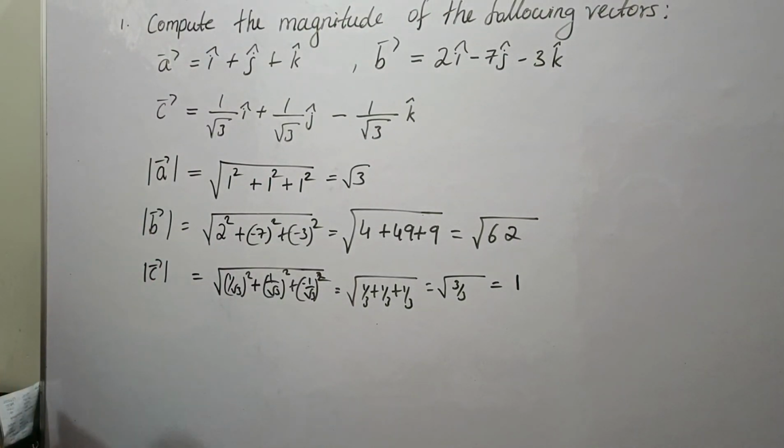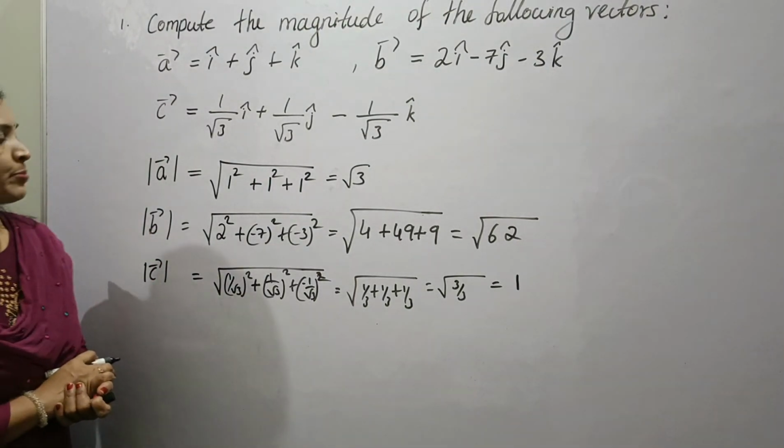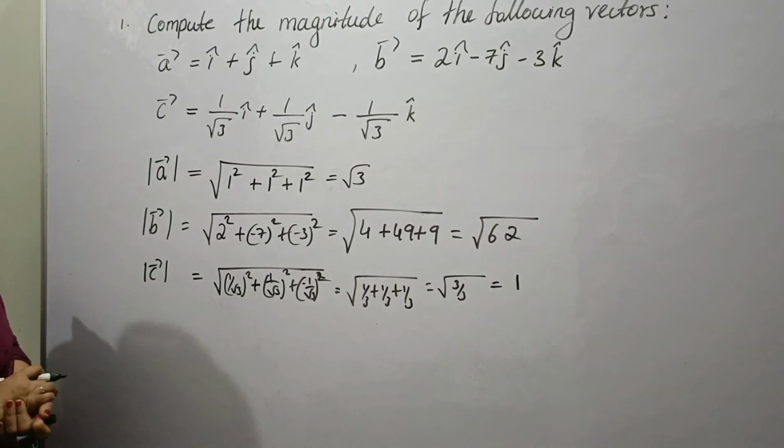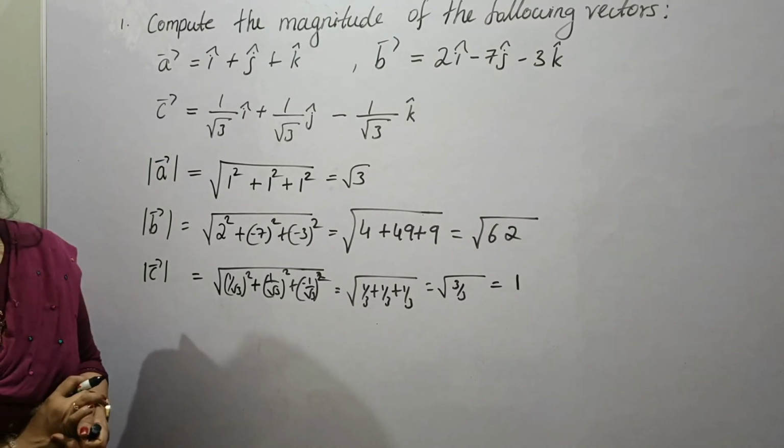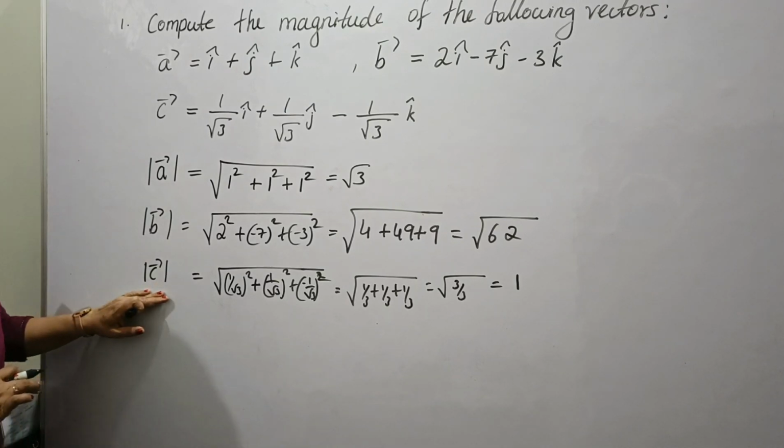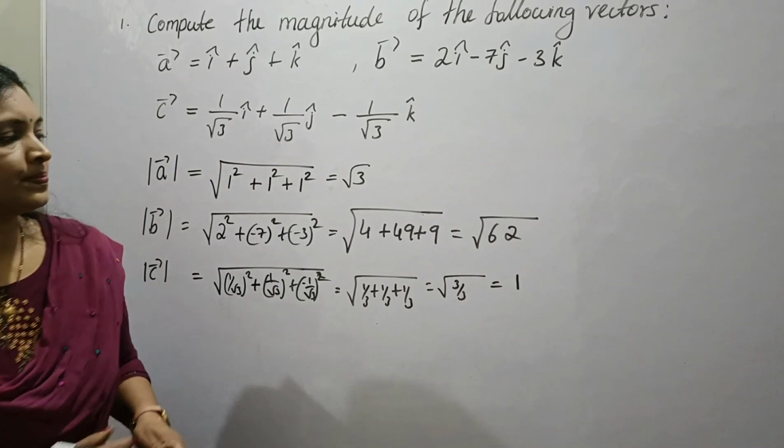Okay, so here modulus of A, that is magnitude of vector A, is equal to root 3, and magnitude of vector B is equal to square root of 62, magnitude of vector C is equal to 1.